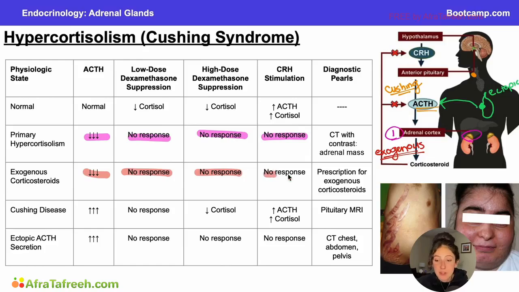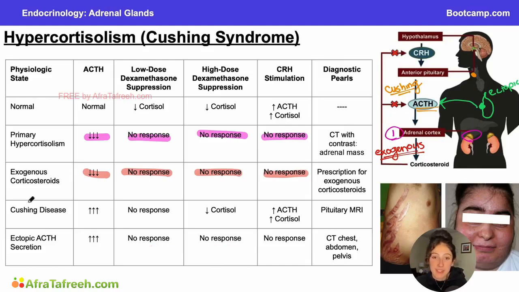That's also what's occurring with our CRH stimulation test. Of course, if you give CRH, it should stimulate the rest of this pathway to produce more ACTH and more cortisol. However, we're already producing the max amount of cortisol here, and this cortisol is exerting negative feedback on the prior parts of this pathway. So we're not going to see any increase in ACTH or cortisol if we have either of these pathologies.